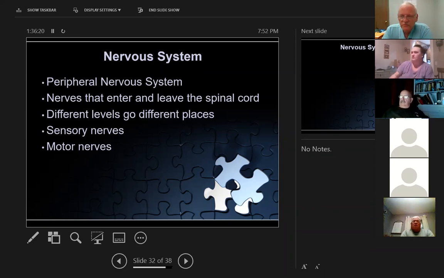Now, that's an oversimplification. Actually, the spinal cord does have the ability to do reflexes. The signal will still go to the brain, but there's enough nerve tissue in the spinal cord that says, dummy, move your hand. We call that a reflex.